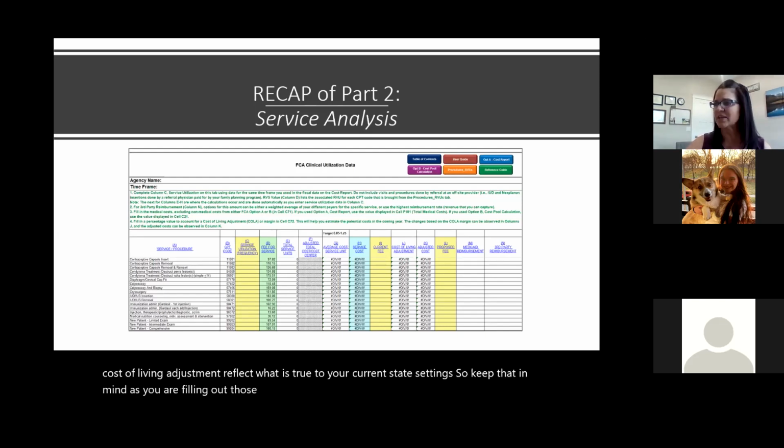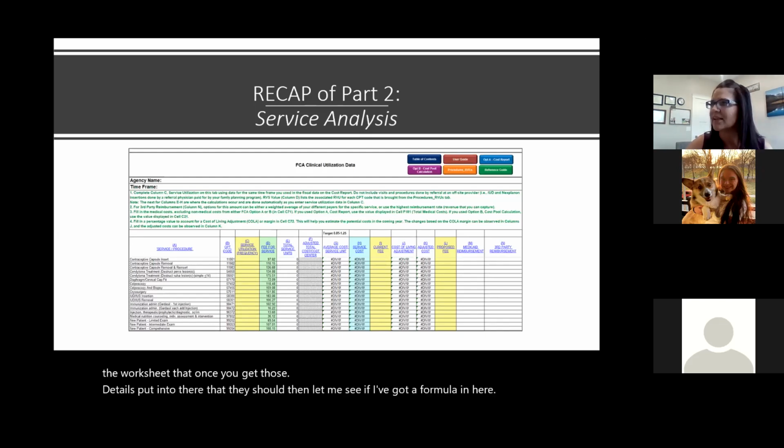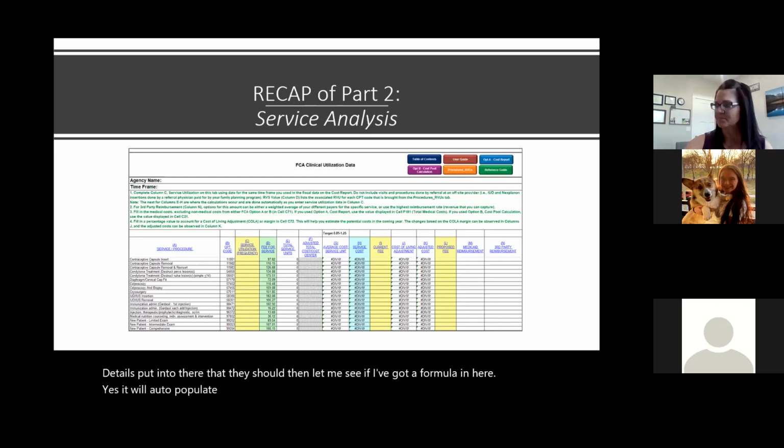You can see in these pink cells here, that is information that's coming over from the cost report that's either in tab 3 or tab 4 on the worksheet. So know that once you get those details put in, they should then, let me see if I've got a formula in here. Yes, it'll auto-populate. So just keep those things in mind as we're taking a look at this data.